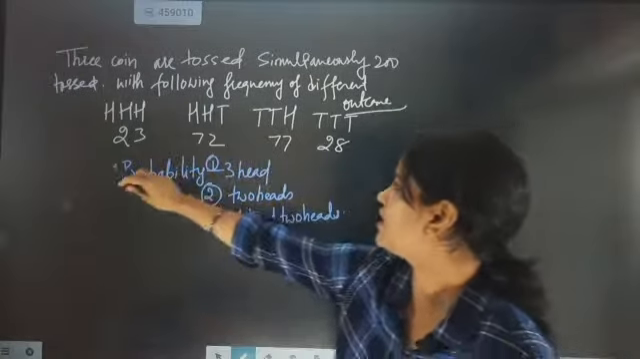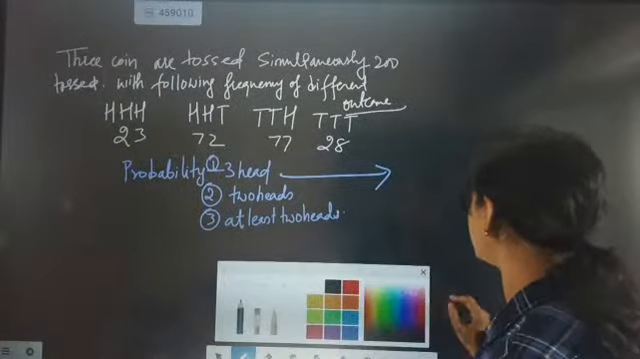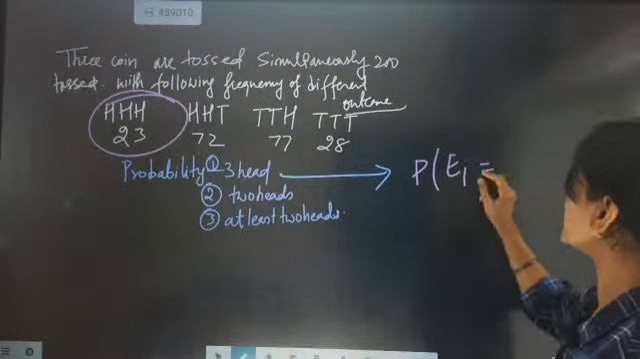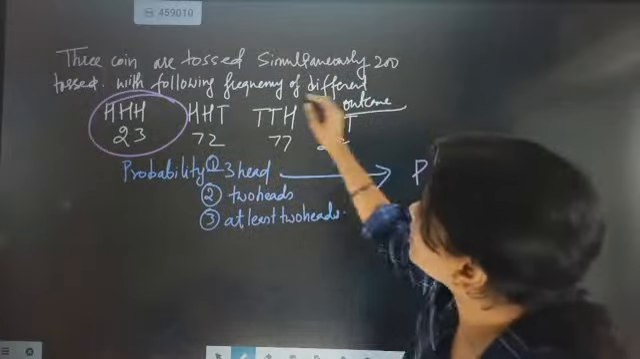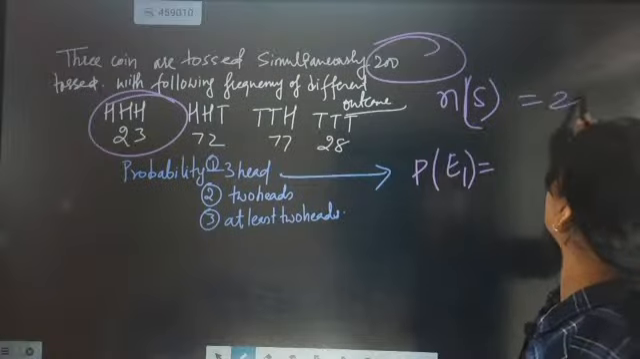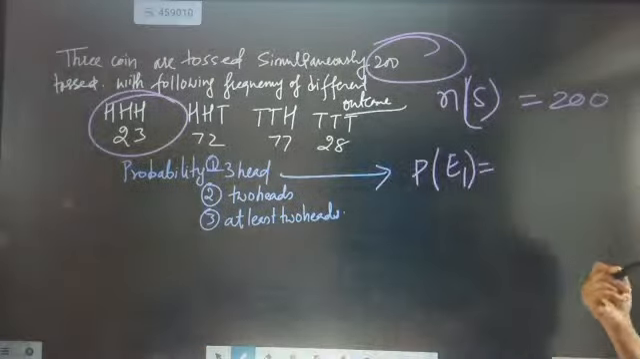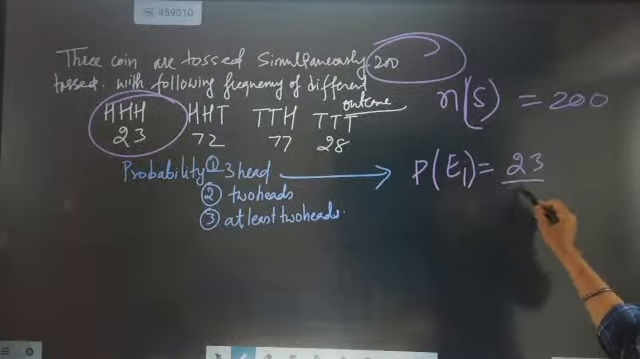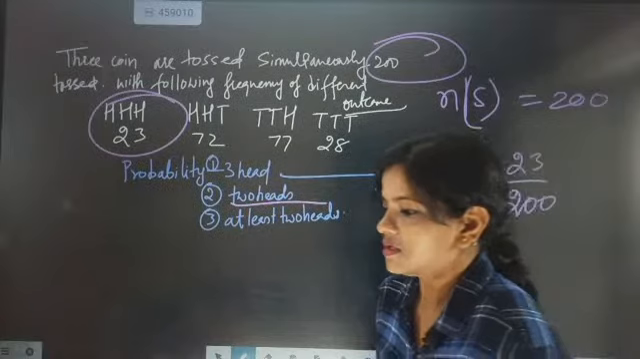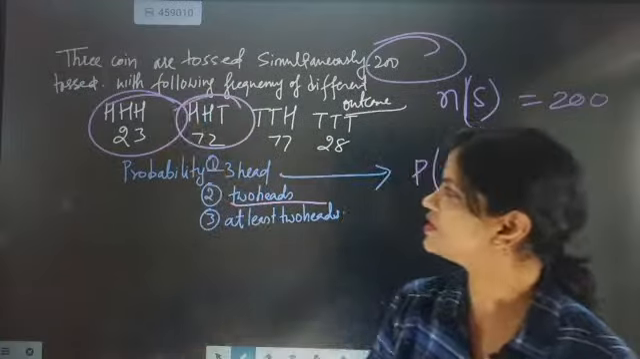Now look here. 3 heads are there. So what is the probability of getting 3 heads? The 3 heads are here: 23. So the probability of getting 3 heads is going to be 23 by the total sample space, which is 200. That means the coin is tossed 200 times, so the sample space is 200. So it is 23 by 200. Okay, now 2 heads. Here 2 heads means 1 tail.